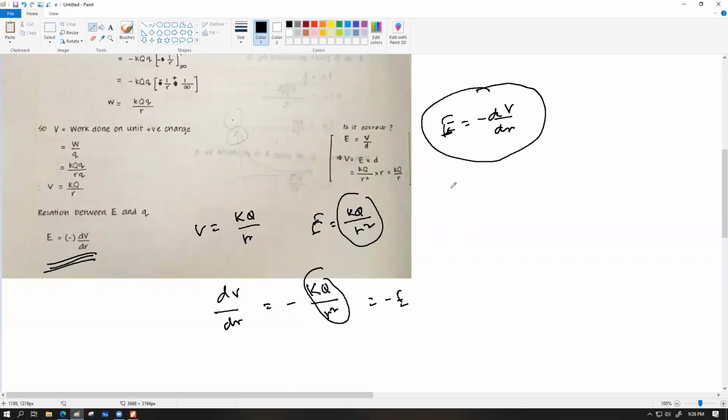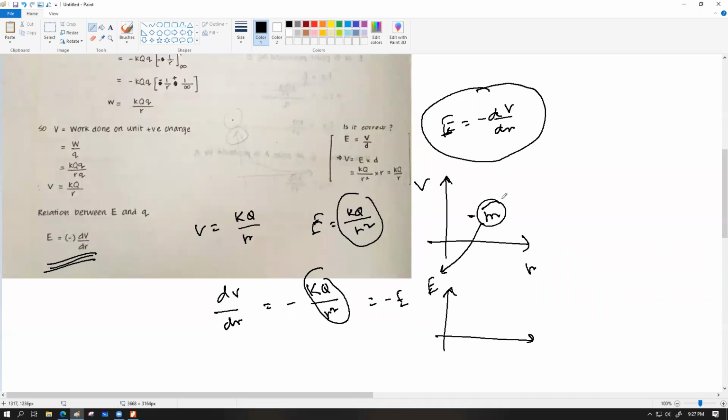Have a look. If you ever have a graph of potential versus R, the gradient of this graph will be the electric field strength, but there will be a minus in front. So if you plot the negative gradient of this graph onto another graph, that will be an electric field versus R graph.